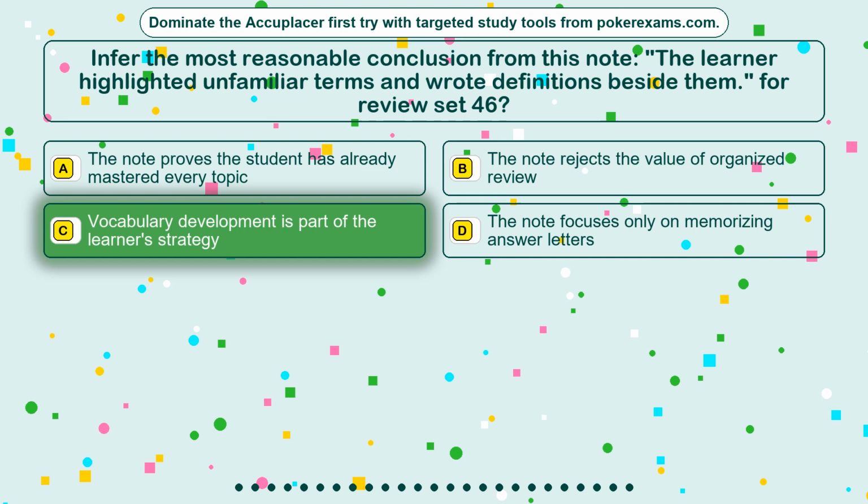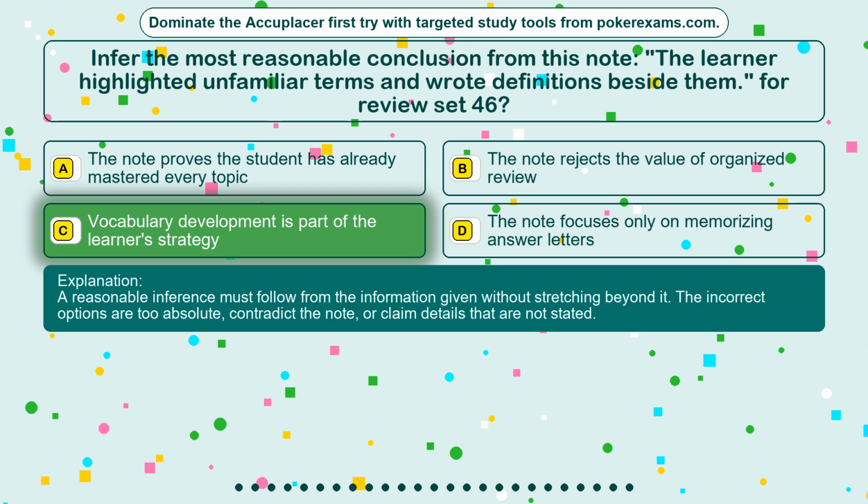The correct answer is option C. Vocabulary development is part of the learner's strategy. A reasonable inference must follow from the information given without stretching beyond it. The incorrect options are too absolute, contradict the note, or claim details that are not stated.